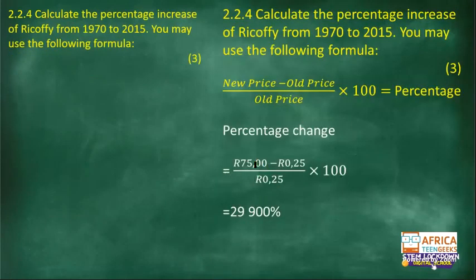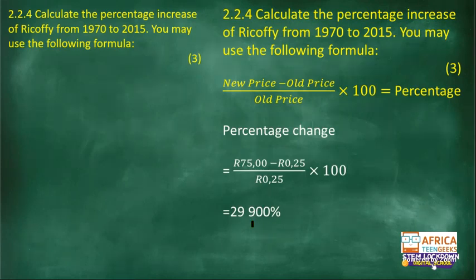So that means it's the new price of 75 rands minus the old price of 25 cents over the old price of 25 cents multiplied by 100. If you do those calculations, you will find that the percentage increase is 29,900%. Coffee has increased the price by 29,900%. That's a big increase, ne?